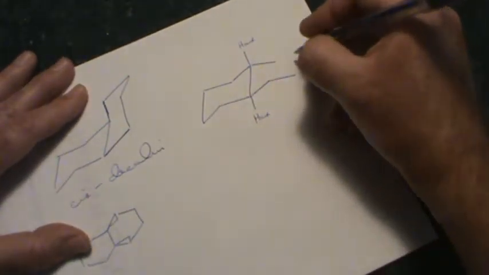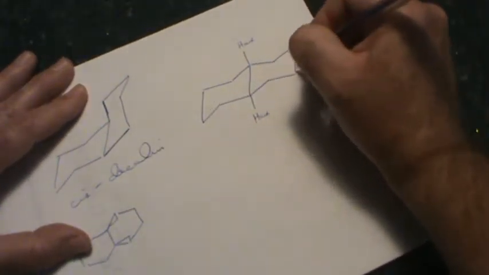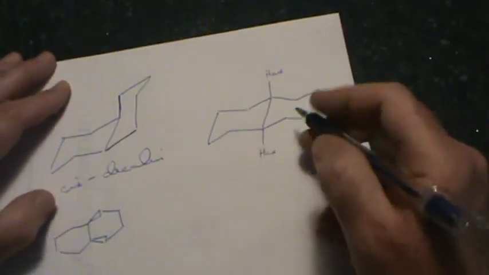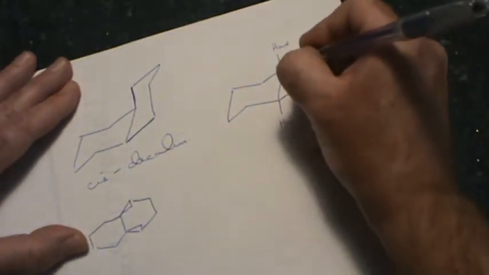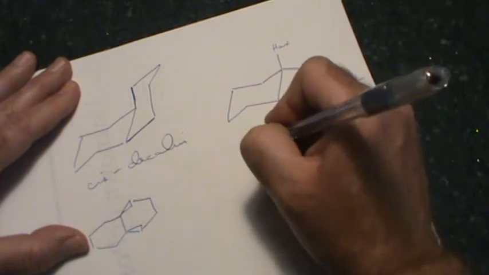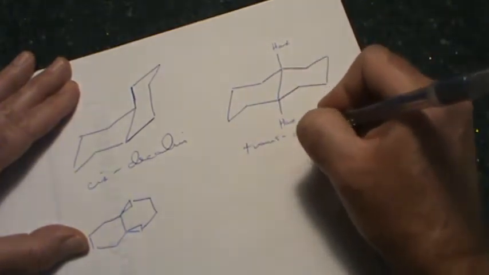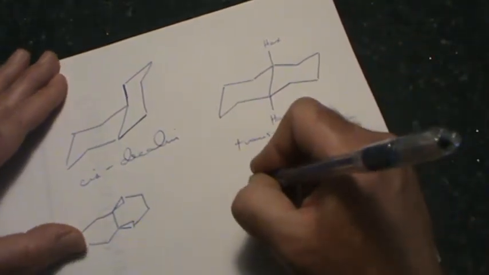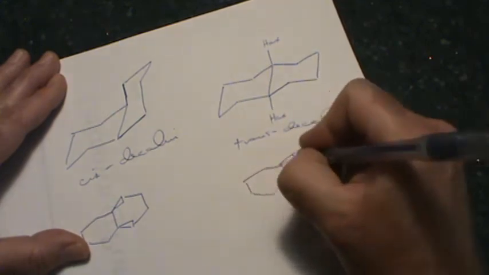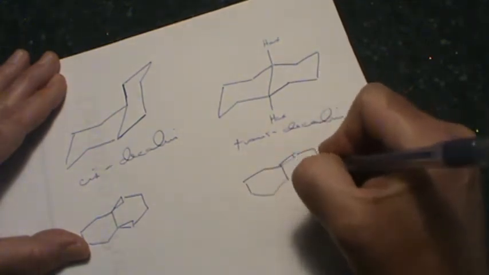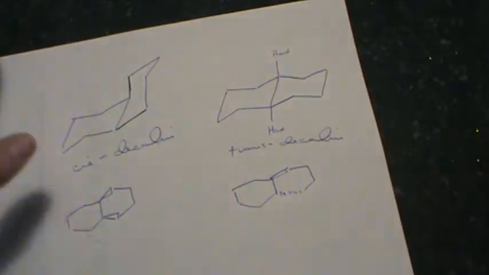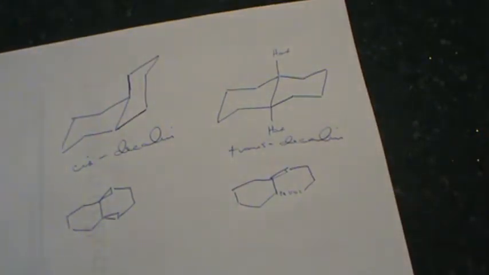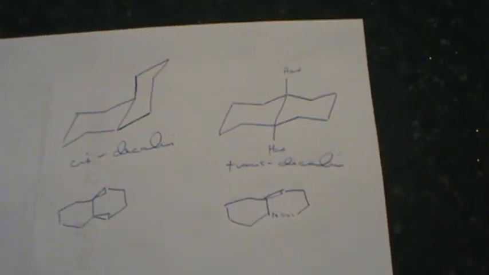And in order to complete the story, all I have to do is finish the second ring. This is up, down. This is trans decalin, equivalent to this drawing that I showed you earlier. So cis and trans decalin, very, very interesting structures.